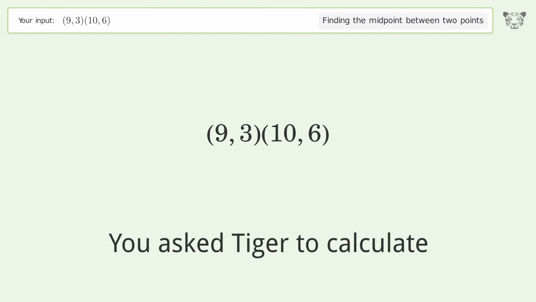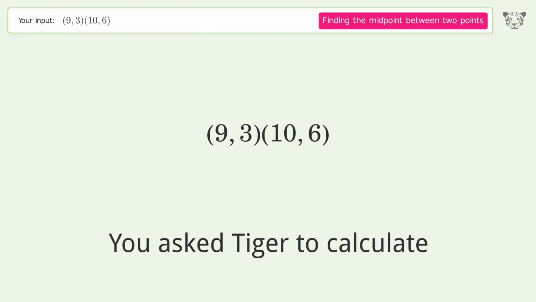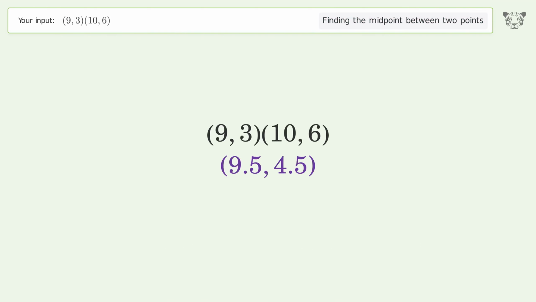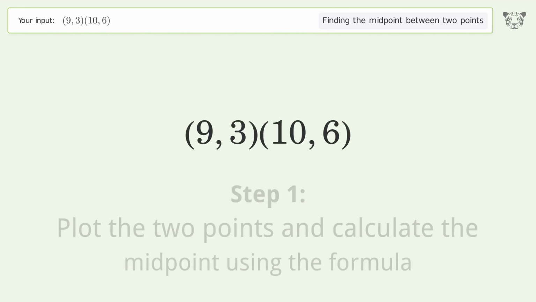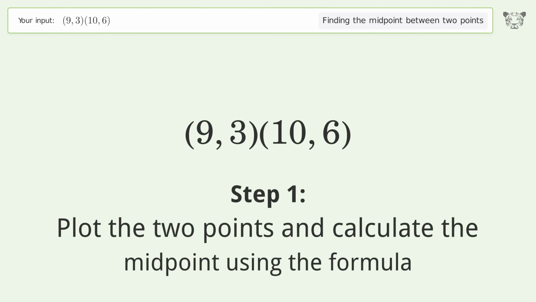You ask Tiger to calculate. This deals with finding the midpoint between 2 points. The midpoint between the 2 points is 9.5, 4.5. Let's solve it step by step. Plot the 2 points and calculate the midpoint using the formula.